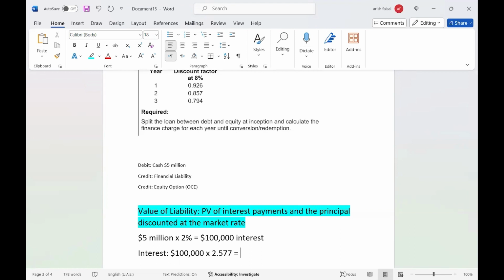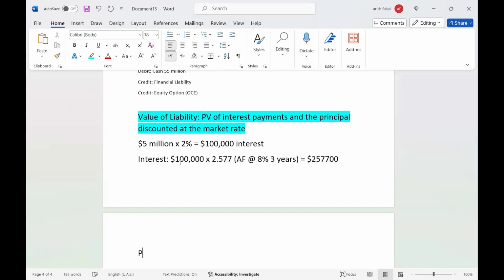I mean, you don't need to figure out these tables and stuff like that. So the point you need to remember is that for interest, you have to multiply it with the annuity factor. Annuity factor at 8 percent, 3 years. It's a 3 years annuity, so that's what you will be multiplying it with. So you get 2.577 multiplied by 100,000, so that is 257,700.